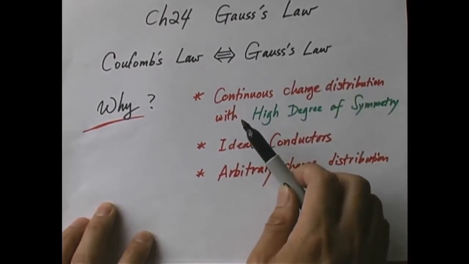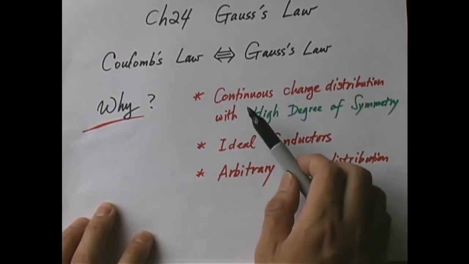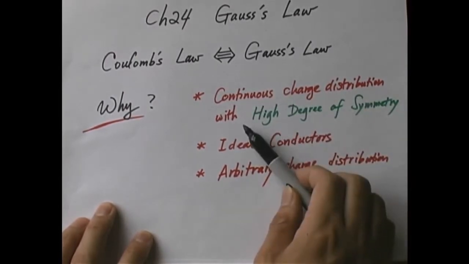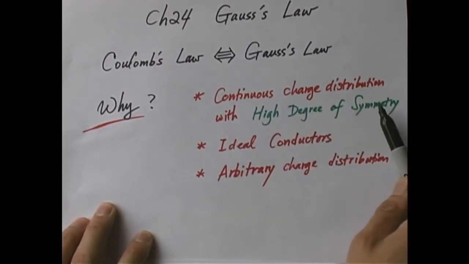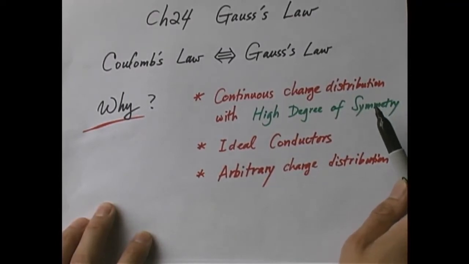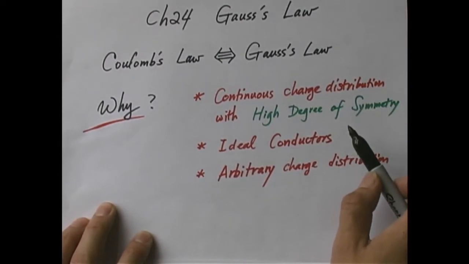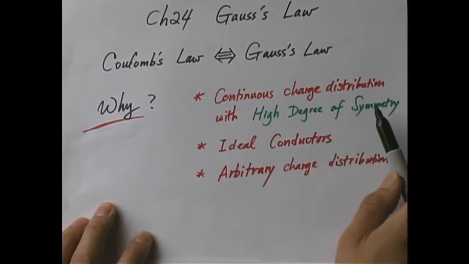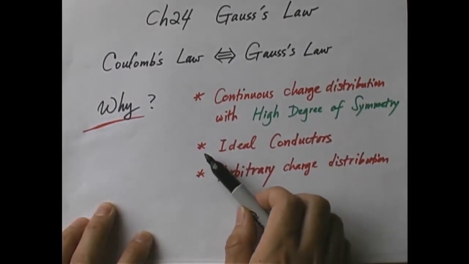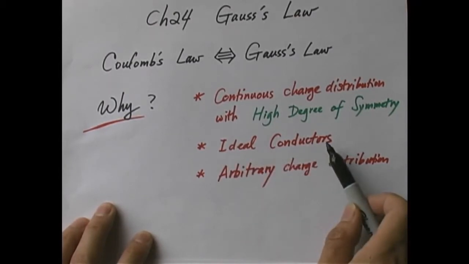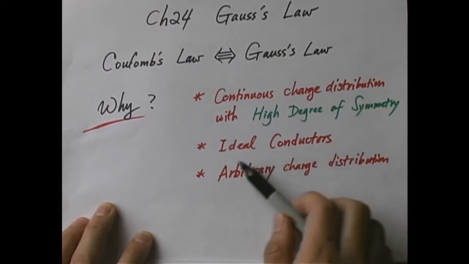One is, we can find the electric field of certain continuous charge distribution with high degree of symmetry. For example, spherical symmetry, say a uniformly charged sphere, or a uniform spherical shell, or cylindrical symmetry, for example, a uniformly charged cylinder, and planar symmetry, for example, an infinitely large uniformly charged plane. Examples like these. A second advantage is the so-called ideal conductors. Those are conductors that can conduct electricity without any resistance. We call them ideal conductors.